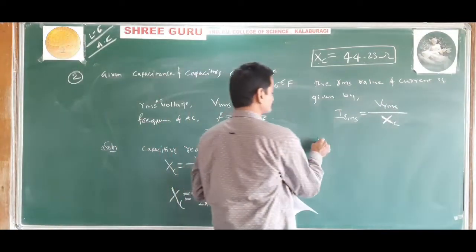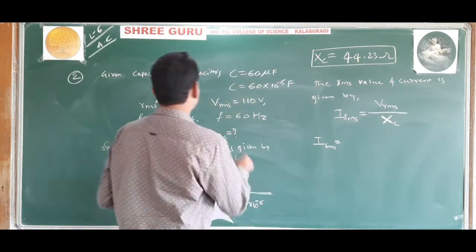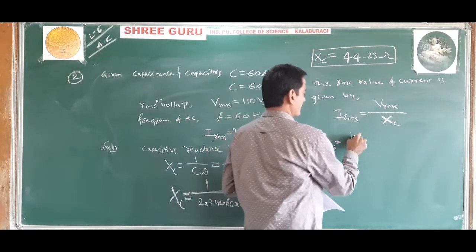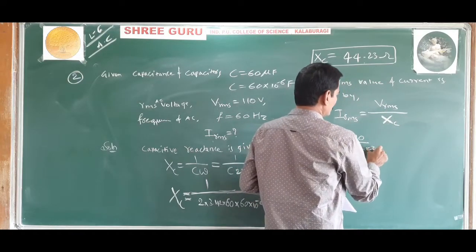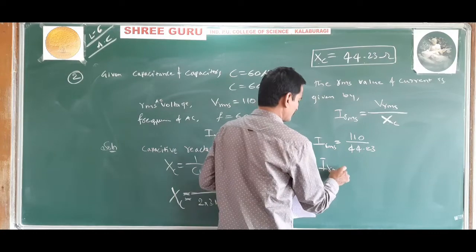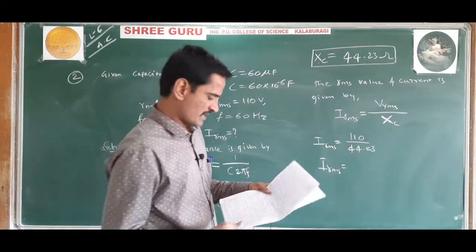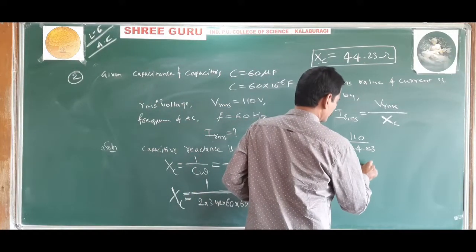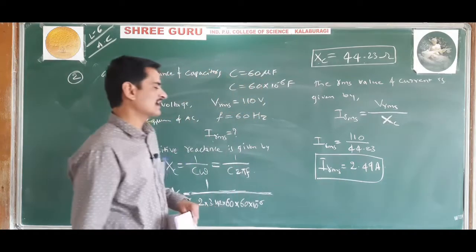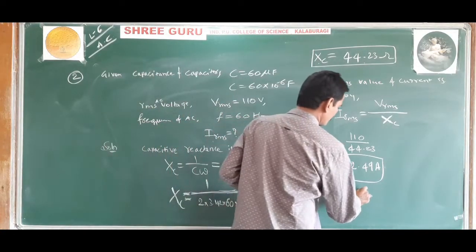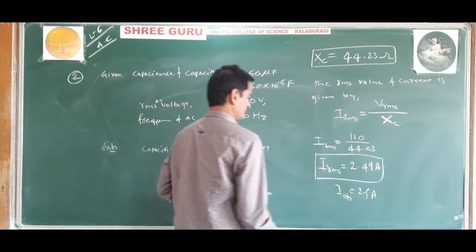So therefore, IRMS is equal to VRMS, which is given in the question, 110 divided by XC, which we got as 44.23. So what answer will we get? The answer you will get is 2.49 ampere. So this is the answer. 2.5 ampere, so you can write 2.5 ampere. Understood?